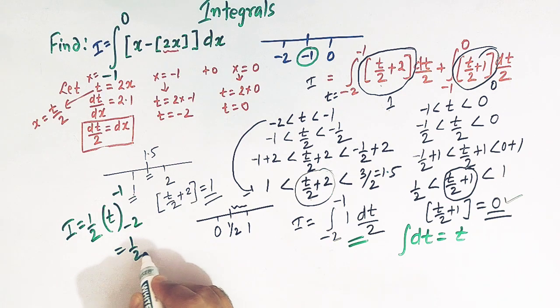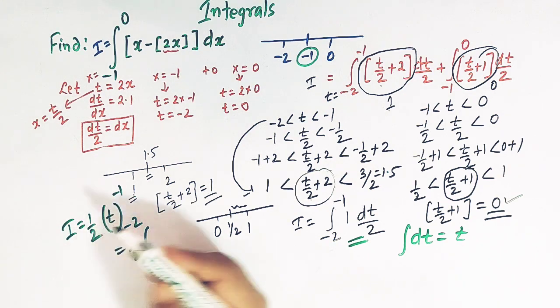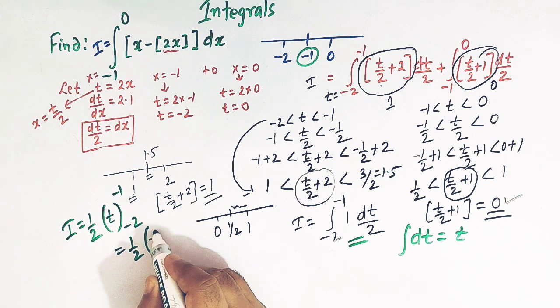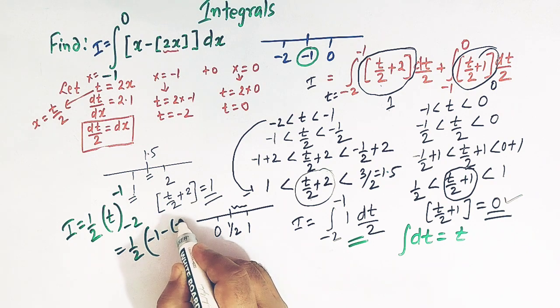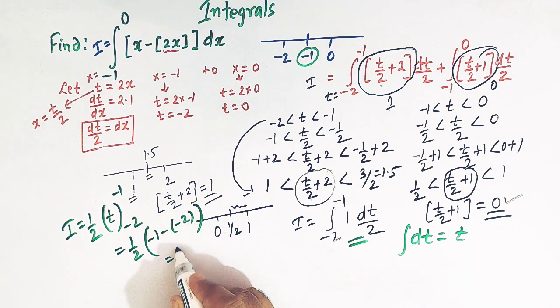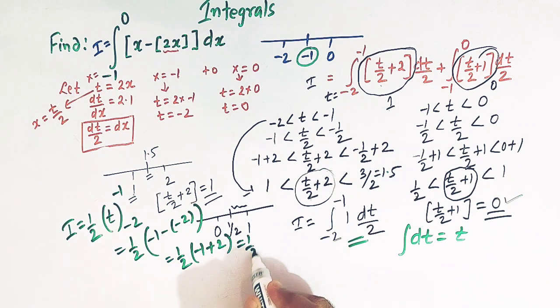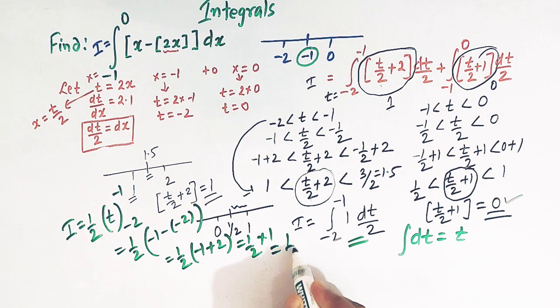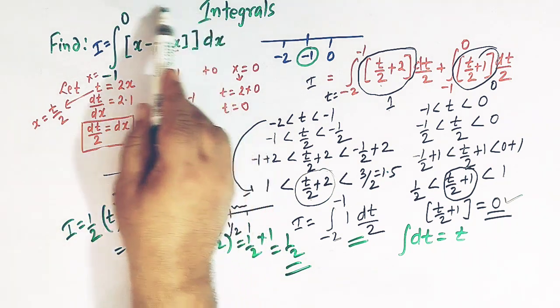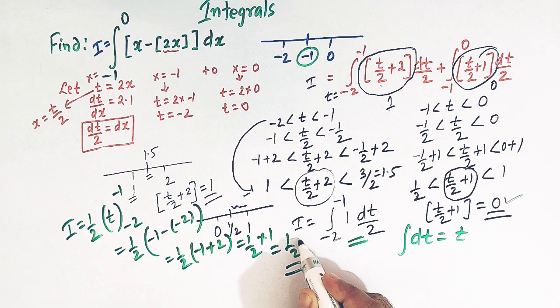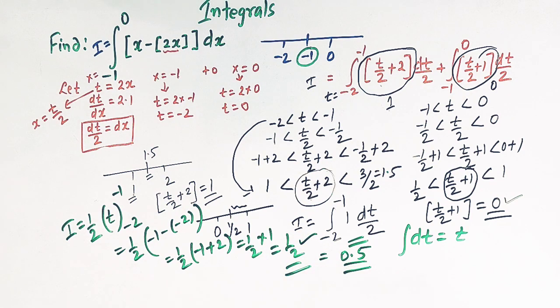So now we can substitute the limits, and we can take the difference. So we have -1, then we have -2. So this is half, -1 plus 2. So this is half times 1, that is equal to half. So the value of this integral is half, that is equal to 0.5.